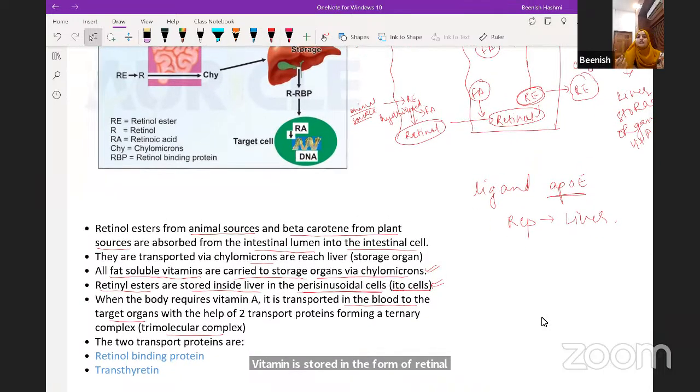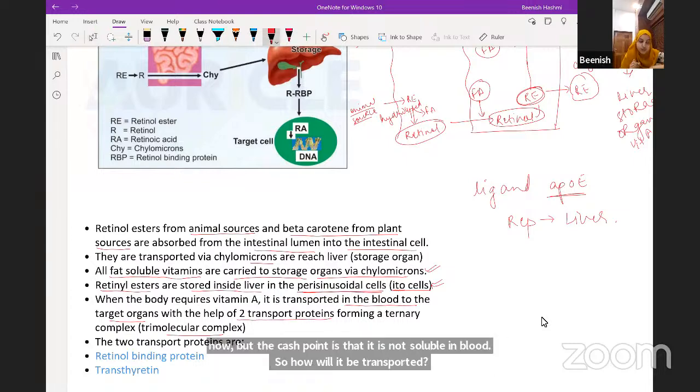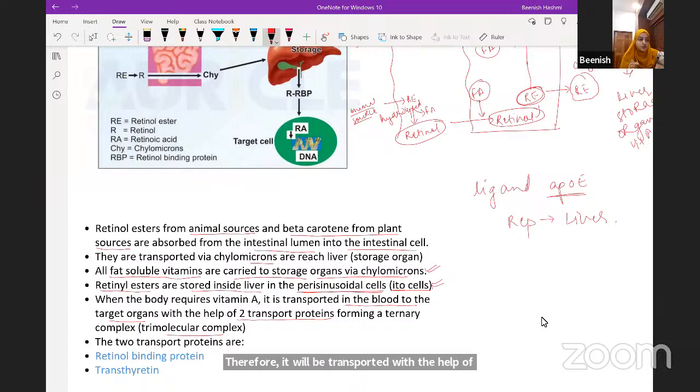Now, when the body requires vitamin A, the target organs, for example the eye and the skin, where vitamin A has a function, require it. So vitamin A stored in the liver will be transported via blood to those target organs. But the catch is that it is not soluble in blood. So how will it be transported? It will be transported with the help of two transport proteins, because it is a fat soluble vitamin and not water soluble.